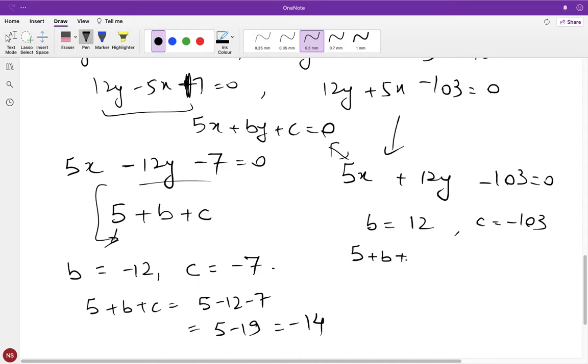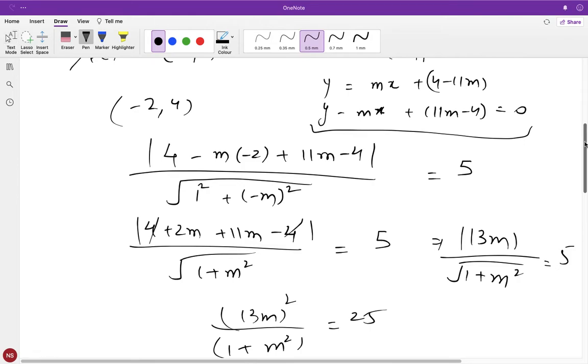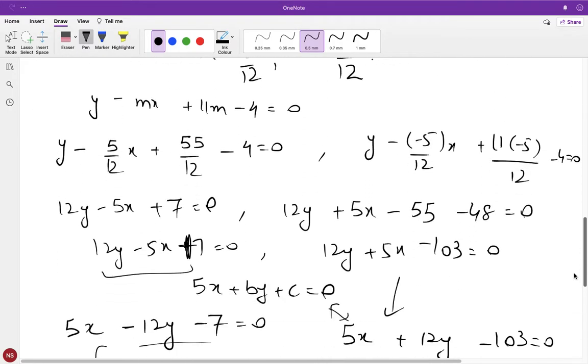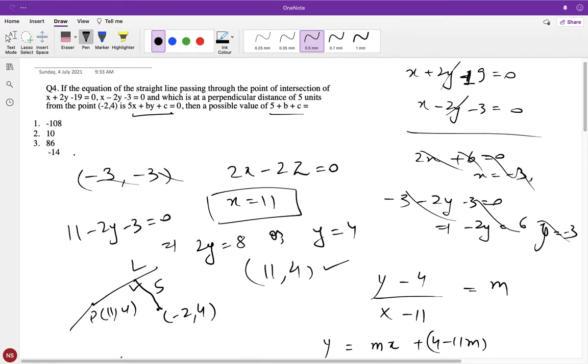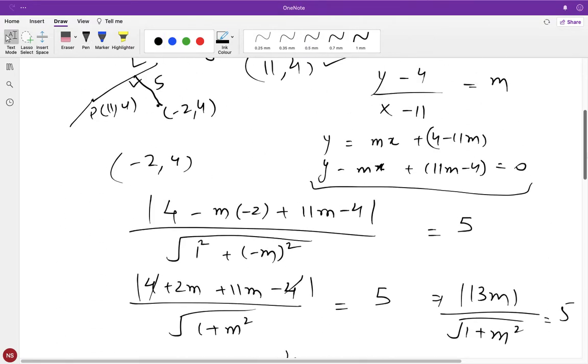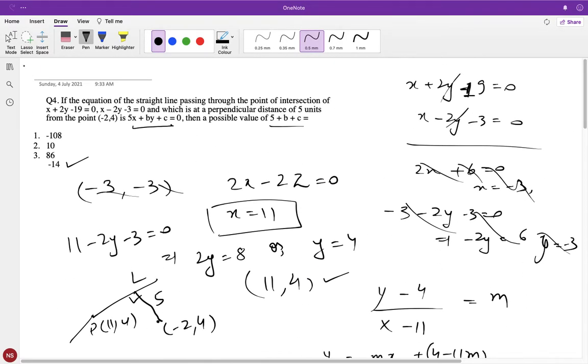So 5 plus b plus c will be what? 5 plus 12 minus 103. So 17 minus 103. 103 minus 17 is what? 100 minus 14. Is it minus 86? Yes. So minus 14 or minus 86? Minus 86 is there, and minus 14 is there. Right? I had minus 14 and minus 86. So option D is the correct option.